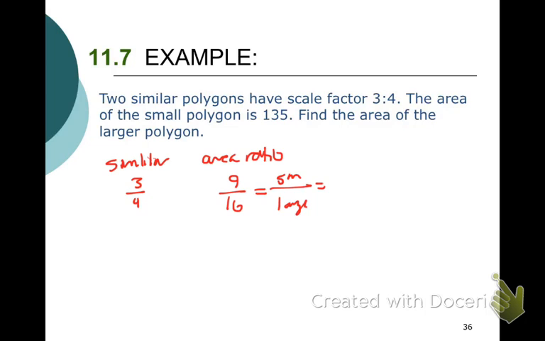Okay, so you could say that since the area ratio is 9 to 16, that's going to be the ratio of the small area to the large area, because 9 is smaller than 16. Okay, so the small is what we know. We're trying to find the large. Ooh, I might have set it up wrong. We told the small.